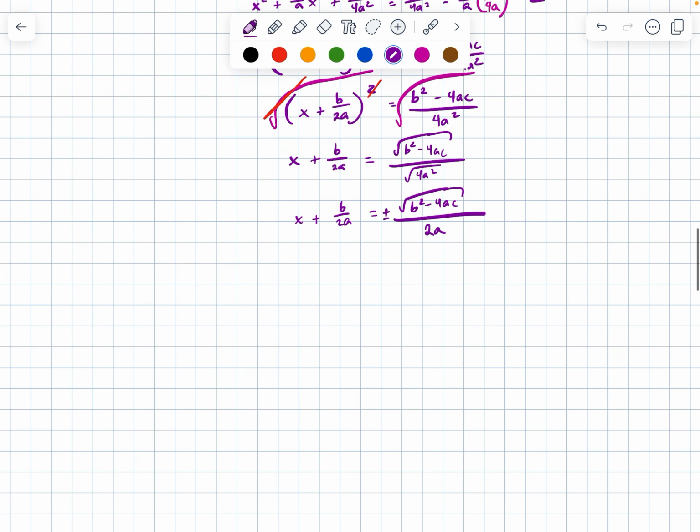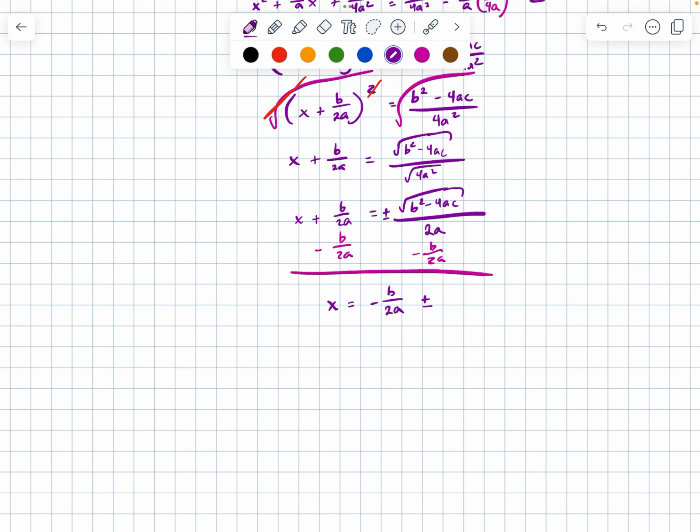Now the only thing standing between me and my goal is that b over 2a. Well, let's subtract it from both sides. Now my x is all by itself. And on the right, I've got negative b over 2a.